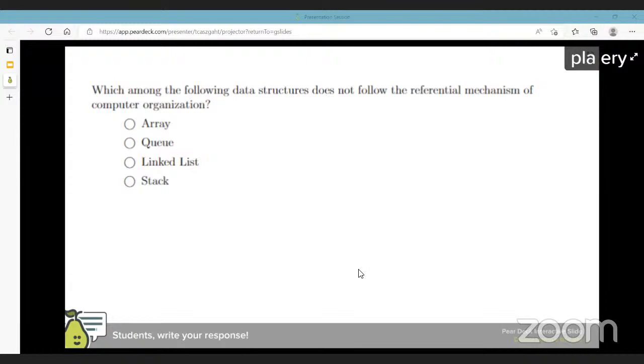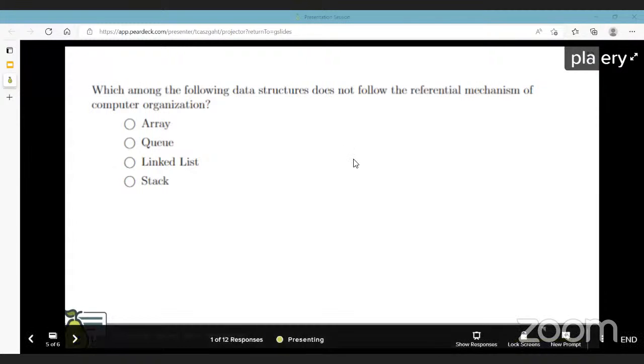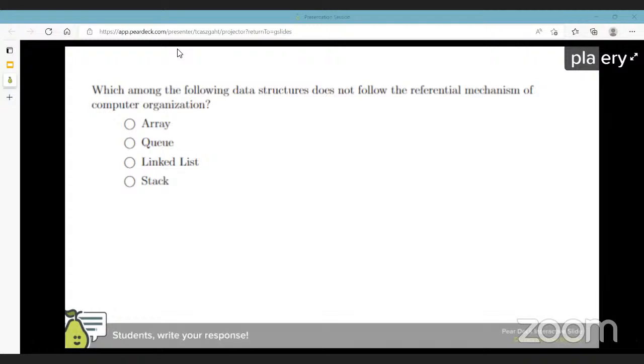Ma'am, the question showing on PeerDeck is different. It is something different. Okay, just a minute.